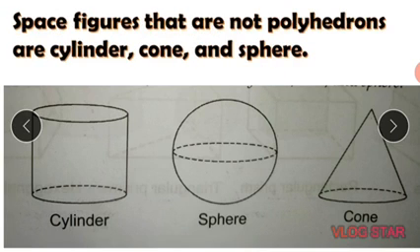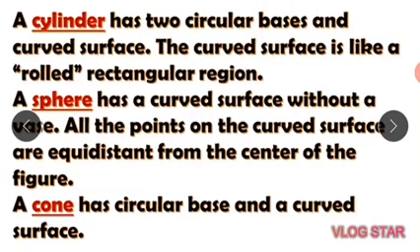So, as I said a while ago, polyhedrons are made of polygonal regions and circles are not polygons. So since these solid figures are made of circles and have curves, then we can say that these are not polyhedrons. Okay, but these are still solid or space figures.